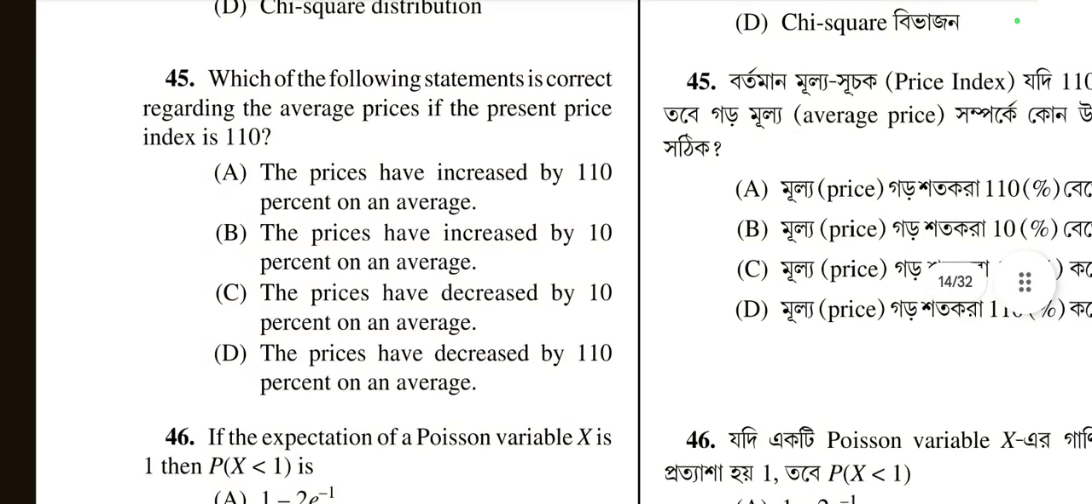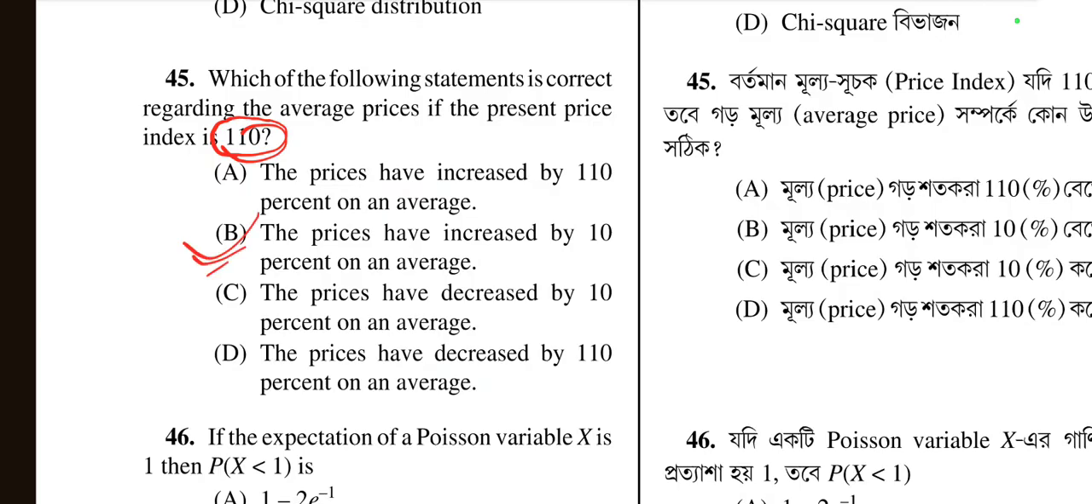Then come to question number 45. Which of the following statements is correct regarding the average price if the present price index is 110? Present price index is 110, then what is the average price? The price has increased by 110% on average, or increased by 10% on average, or decreased by 10%, or decreased by 110%. The right answer is that prices have increased by 10% on average.